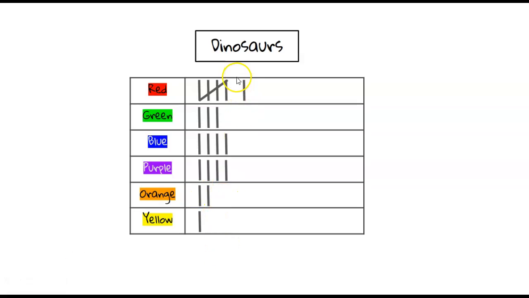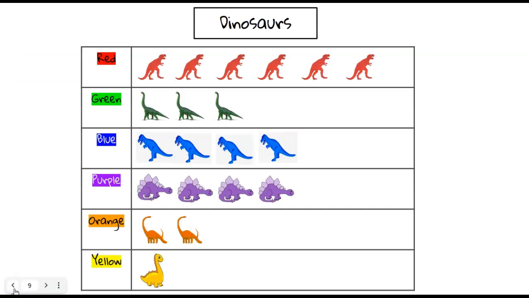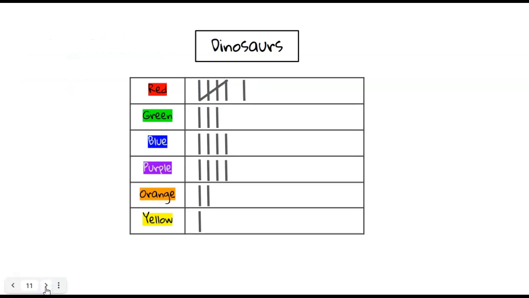And I could take this same information and make a tally chart. This is the label of dinosaurs, and you can see I have 6 tallies for red, 3 for green, 4 for blue, 4 for purple, 2 for orange, and 1 for yellow. I might have used this tally chart to collect the data or information, right? And then created my picture graph from that information. So I could have taken the objects and done that.